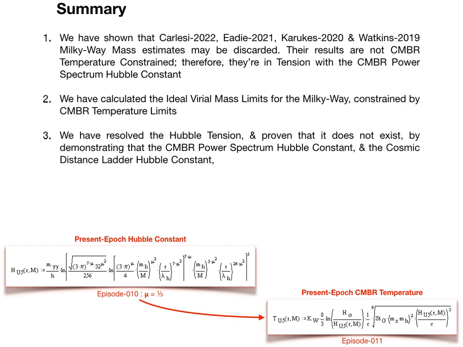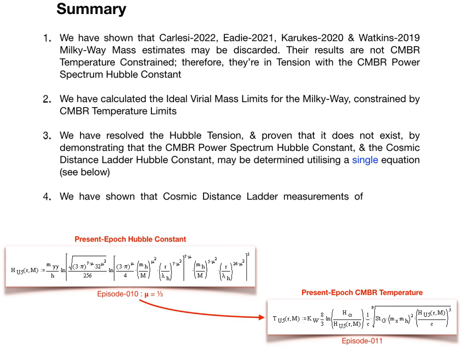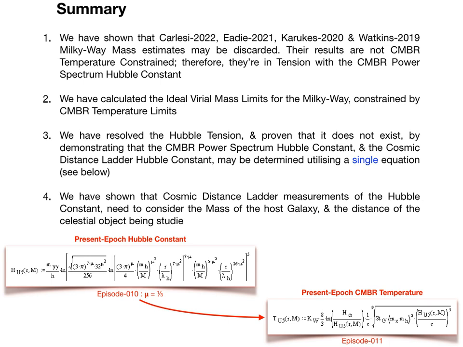Moreover, we have calculated the ideal virial mass limits for the Milky Way, constrained by cosmic microwave background radiation temperature limits. In addition, we have resolved the Hubble tension, and proven that it does not exist, by demonstrating that the cosmic microwave background radiation power spectrum Hubble constant, and the cosmic distance ladder Hubble constant, may be determined utilizing a single equation. Very importantly, we have shown that cosmic distance ladder measurements of the Hubble constant need to consider the mass of the host galaxy, and the distance of the celestial object being studied, to its galactic center.